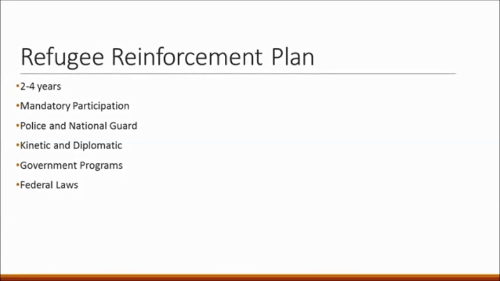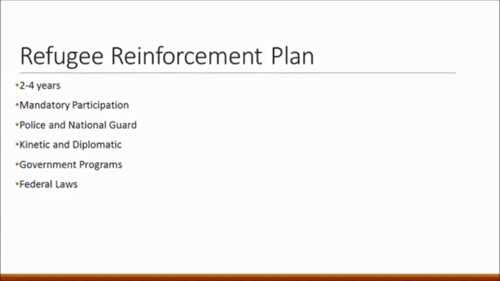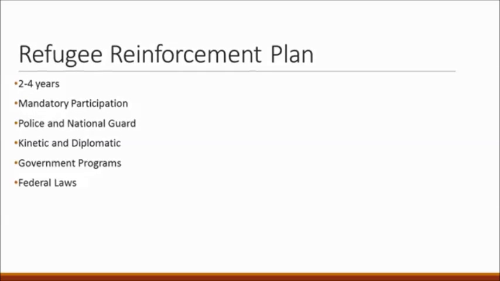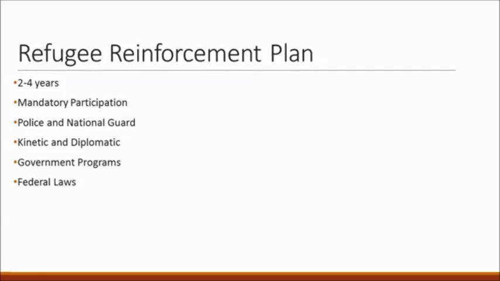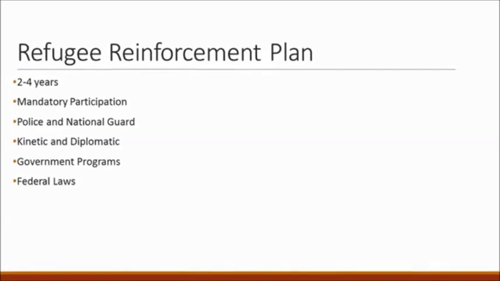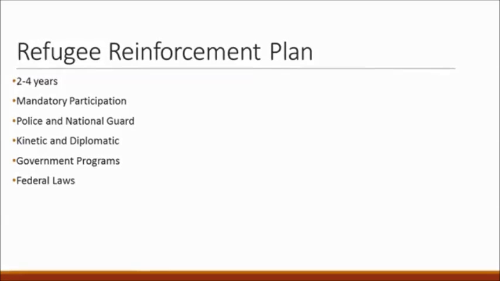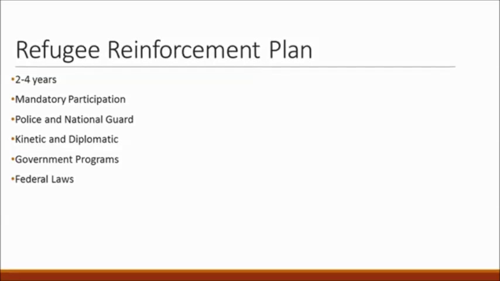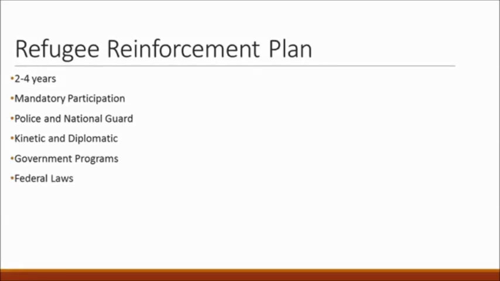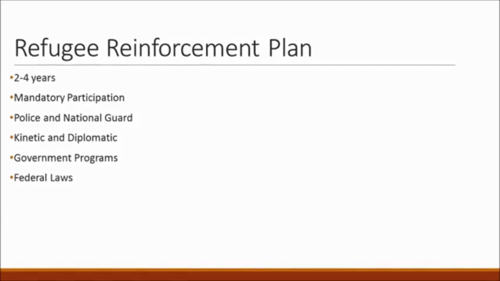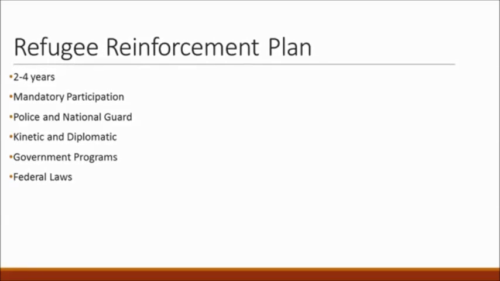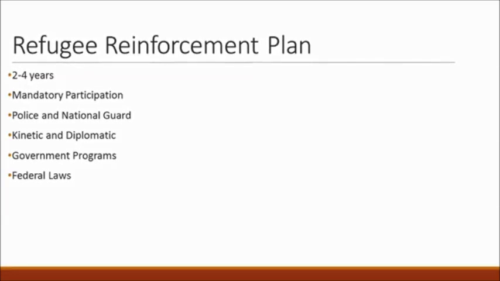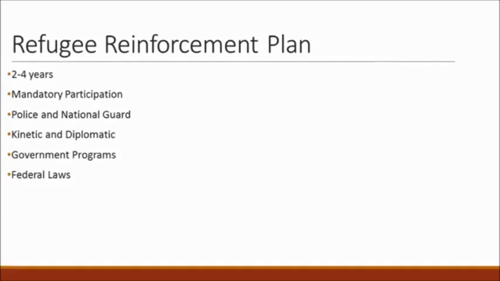Our second alternative solution is the Refugee Reinforcement Program, also known as the RRP. I will now inform you on the key decisions that have been made to implement this program. The RRP is expected to last between 2 to 4 years and will mandate state participation in the acceptance of refugees. The police and the National Guard will monitor the program. It will utilize diplomatic and kinetic responses to help reduce radicalization. The RRP requires government programs to provide support. The federal government will be there to create laws and regulations in order to help this program be successful.